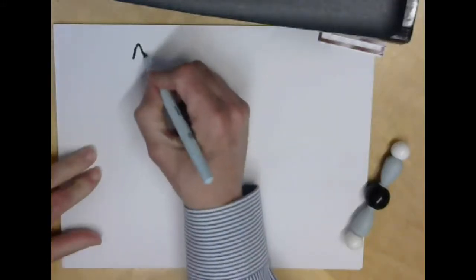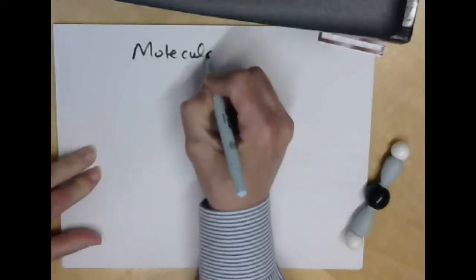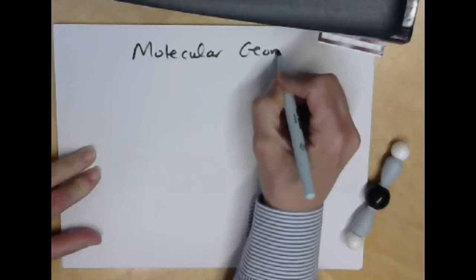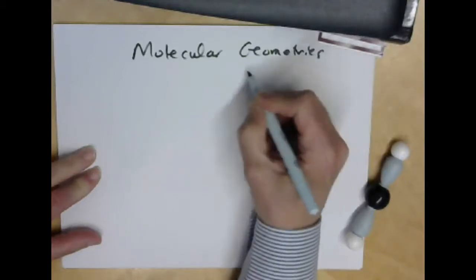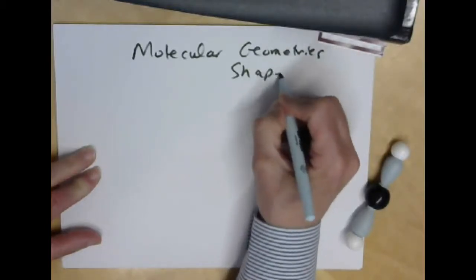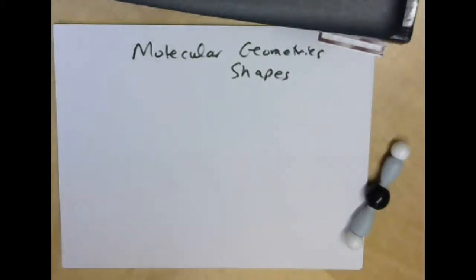Hello, we're talking about molecular geometries or molecular shapes. The shape's very important in chemistry because the shape of a molecule determines its function. It can determine its reactivity, how fast the reaction takes place, and whether a molecule can do what it's supposed to do, particularly when we talk about biological molecules.